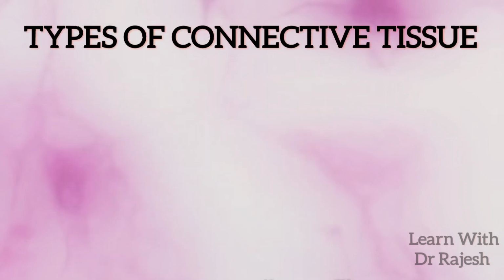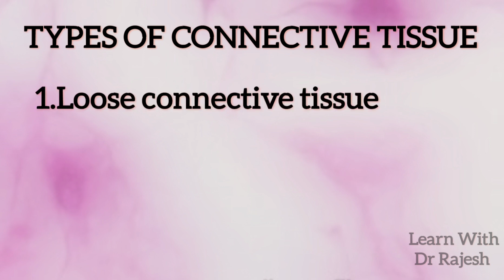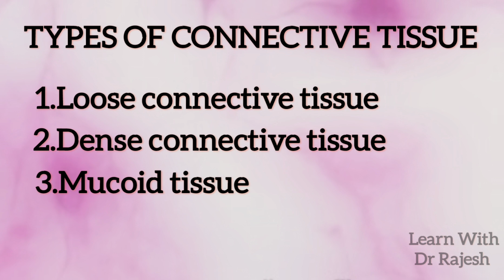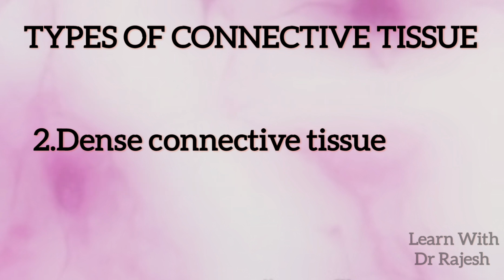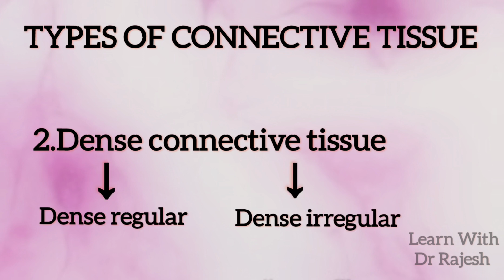First let's see what are the different types of connective tissue. The different types of connective tissue are loose connective tissue, dense connective tissue and mucoid tissue. This dense connective tissue is again classified into two varieties. One is dense regular and the other one is dense irregular type of connective tissue.